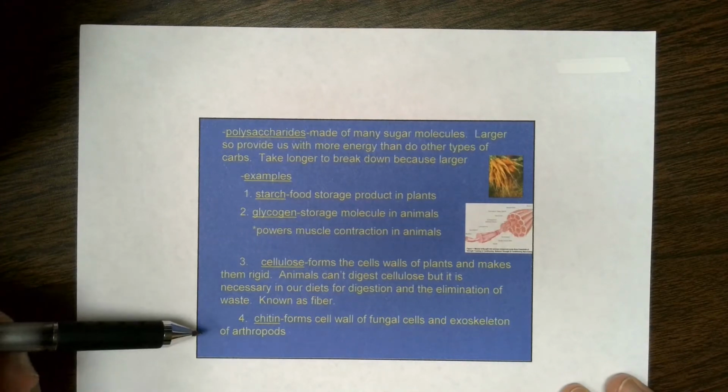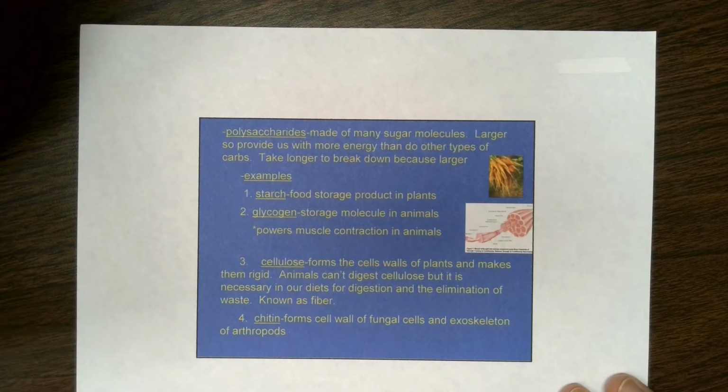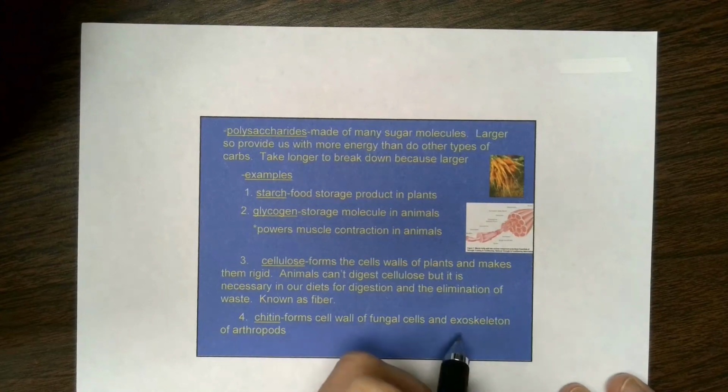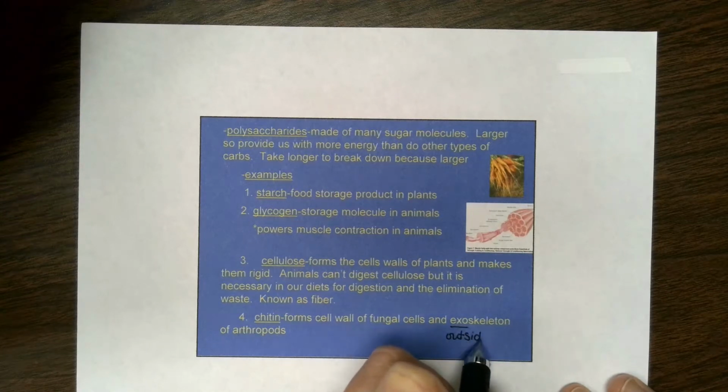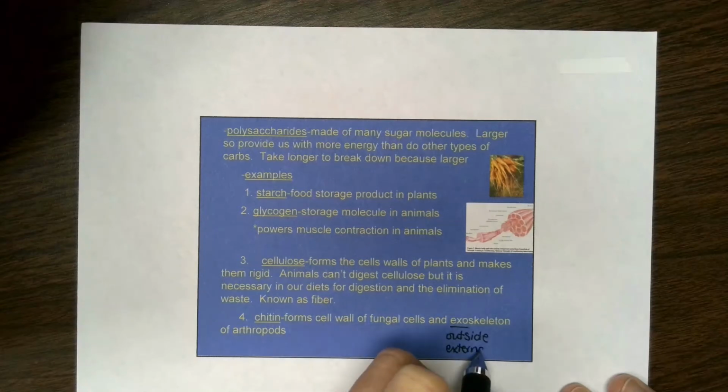And then chitin, this forms the cell wall of fungal cells and the exoskeleton of arthropods. So if you eat mushrooms, for example, or if you've ever eaten one, even if you don't like them, they're kind of chewy, and it gives the fungal cell wall a chewy texture. But then with the exoskeleton of an arthropod, exo means outside, or external, right? So they have an exoskeleton where we have an endoskeleton, all of our bones, right?